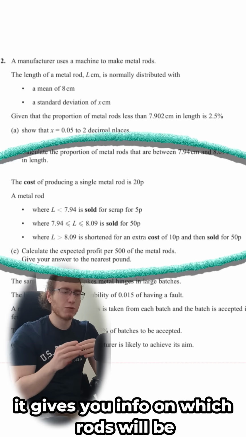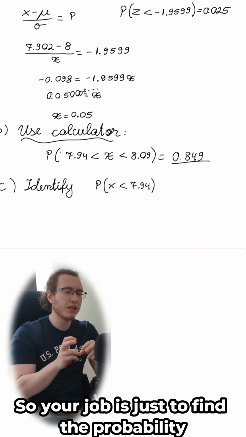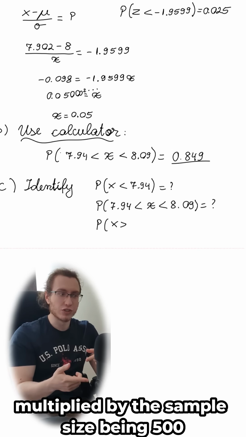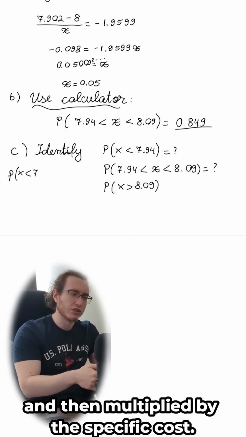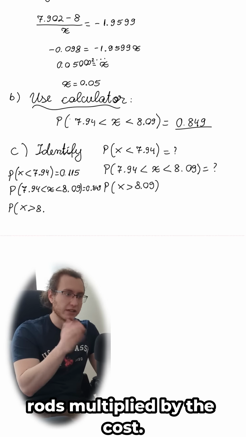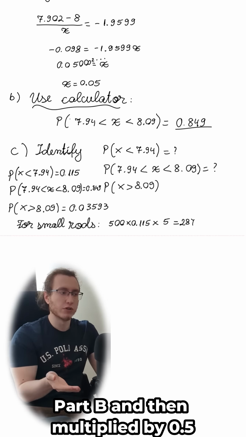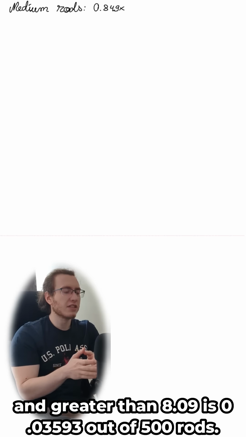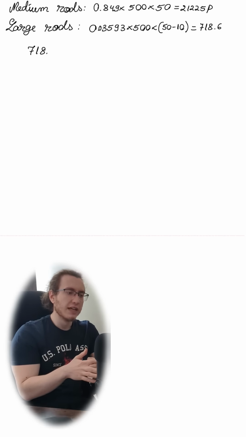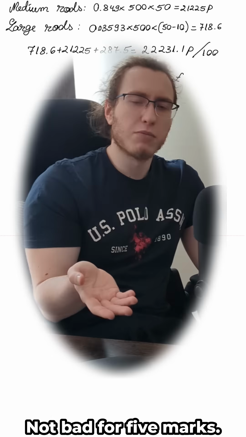Part C gives you info on which rods will be sold for how much, so your job is just to find the probability of that rod being picked, multiplied by the sample size being 500, and then multiplied by the specific cost. So for the small rods, it's 0.115 of the 500 rods multiplied by the cost. The regular size rods are the same as in part B, and then multiplied by 0.5. And greater than 8.09 is 0.03593 of the 500 rods. Tallying up the cost gives you 222 pounds rounded to the nearest pound. Not bad for 5 marks.